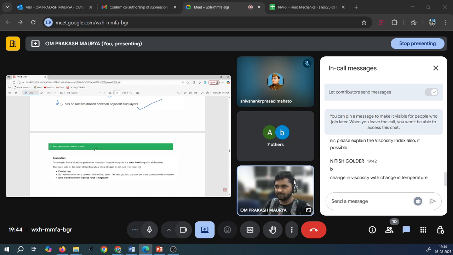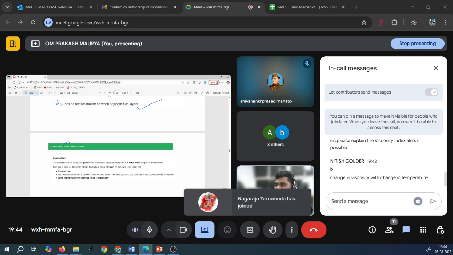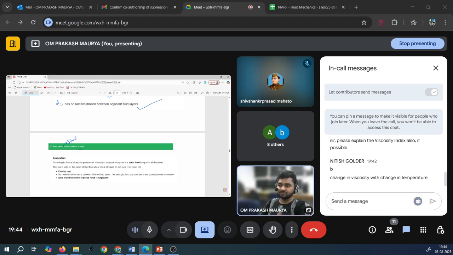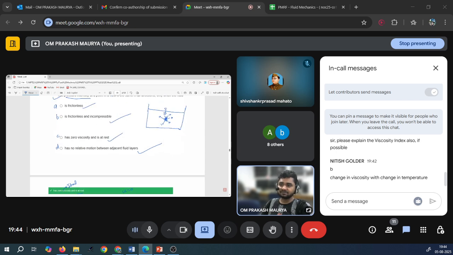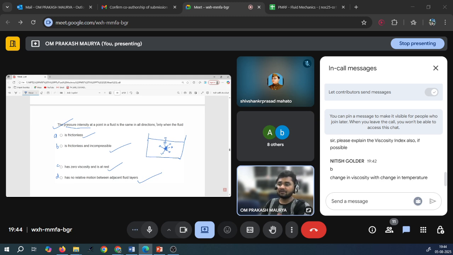Zero viscosity means what? Zero viscosity means ideal fluid, and at rest you know already the velocity will be zero. Yesterday I was dealing with this: the condition is possible when your shear stress will be zero. So in this case the velocity will be zero at rest, and in zero viscosity mu will be zero. So in both cases, if this is zero then tau will be zero, and if this is zero then tau also will be zero. So this is your most appropriate and correct answer for this question.